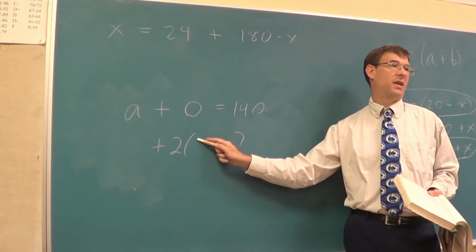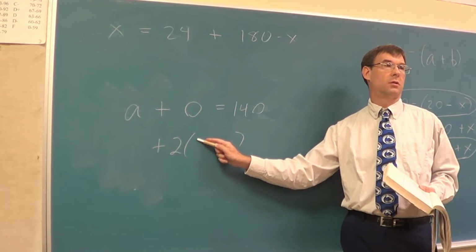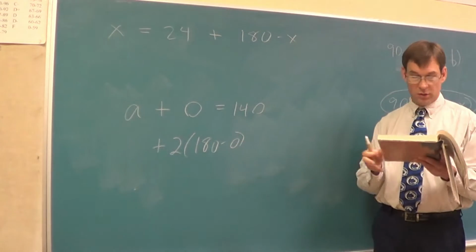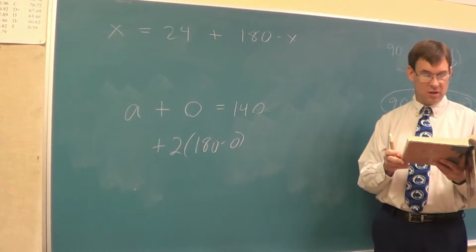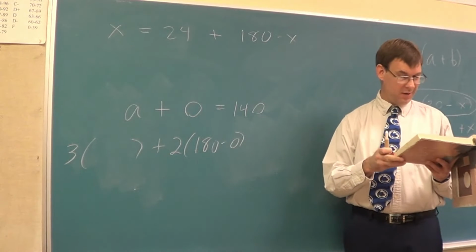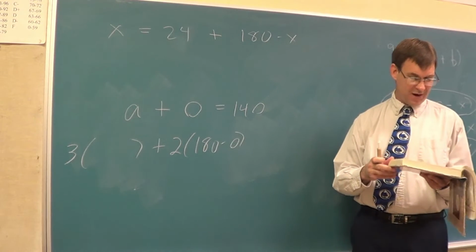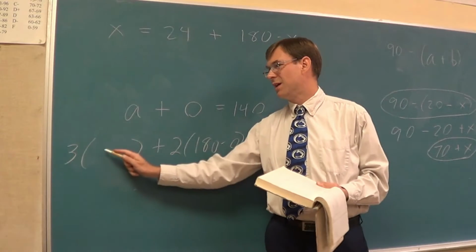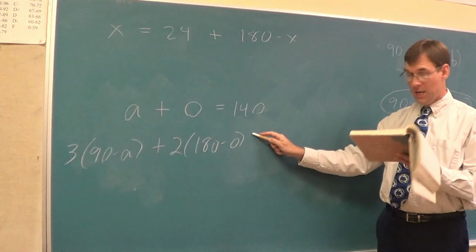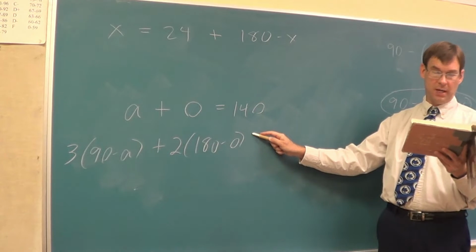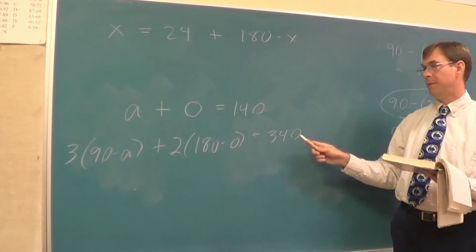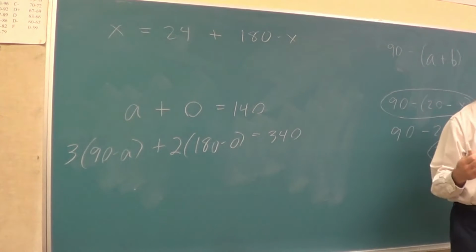How can I write an algebra thing for the supplement of the obtuse? 180 minus O, for obtuse, agreed. And then they say 3 times the complement of the acute. How can we write an algebra thing for the complement of the acute? 90 minus A. It is, means, equals 340.